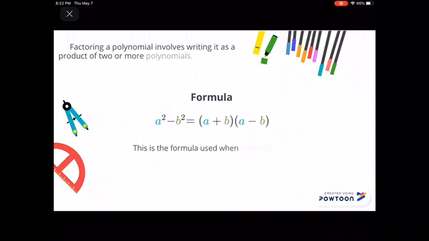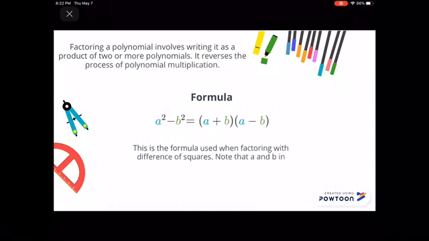So on the top corner, I just put another definition that basically restates what I just said, that when you factor, it's basically the reverse process of a polynomial multiplication. And now let's get started on the actual criteria that we need to meet in order to do the difference of squares method.